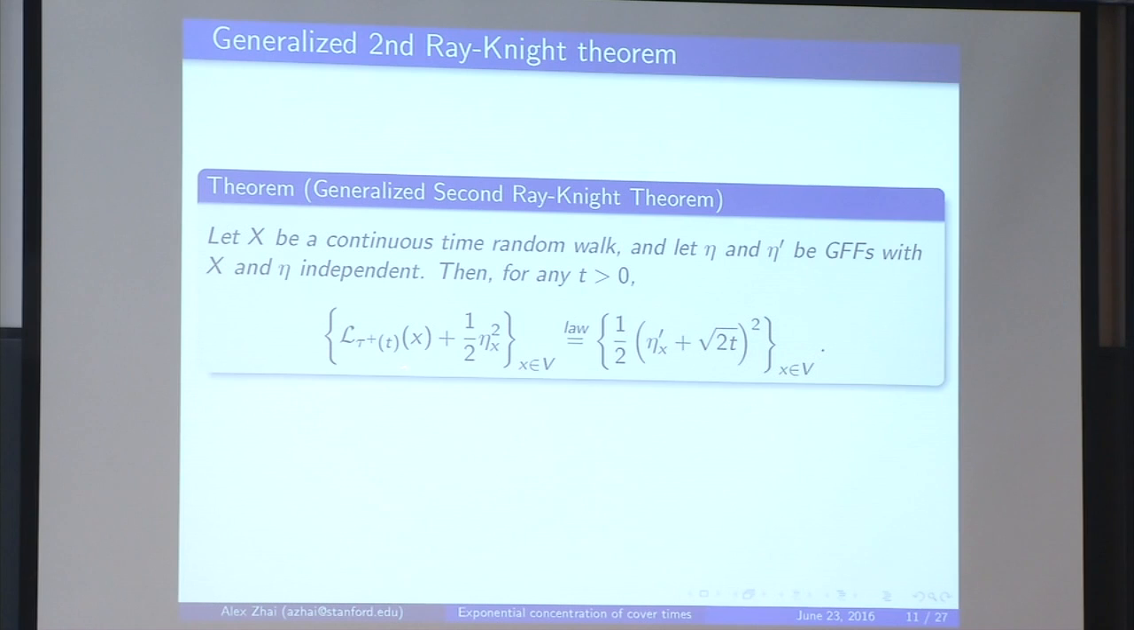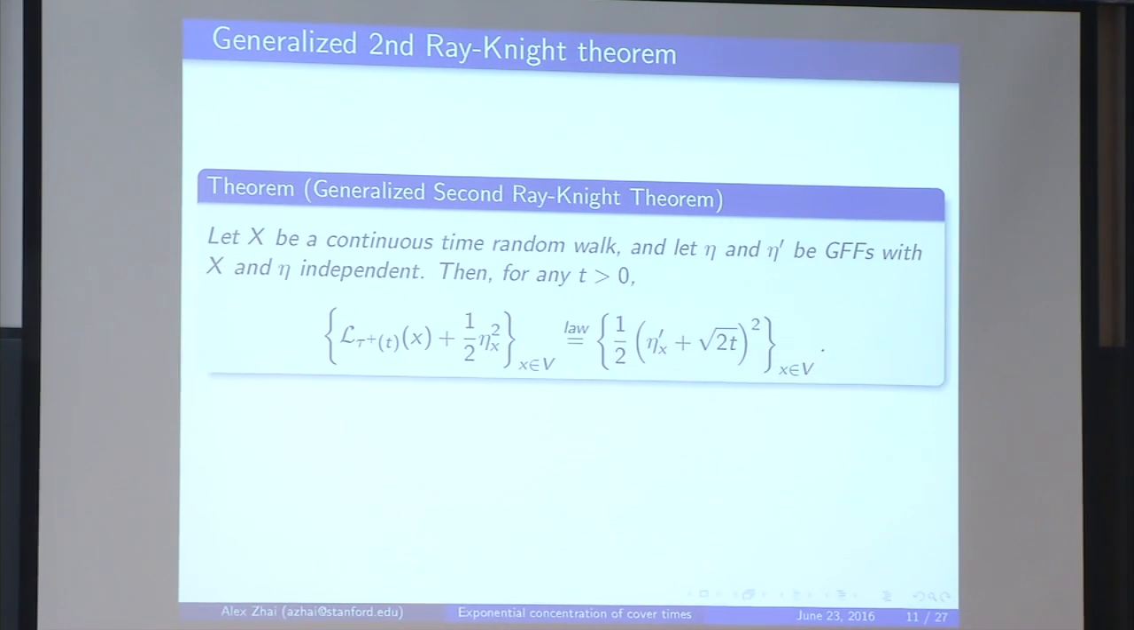As soon as that time happens, we're going to take a look at how much time we've spent at each vertex. These are the local times. I'm looking at this simultaneously for all vertices in V. For example, if x is v naught, then this local time is necessarily equal to t by definition, but the other local times will be something random depending on how the walk went. Then I'm going to take a copy of the Gaussian free field independent of my random walk, square it, multiply by 1/2, and add it to the local time.